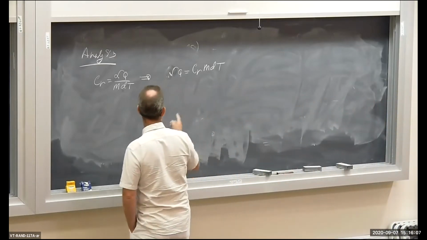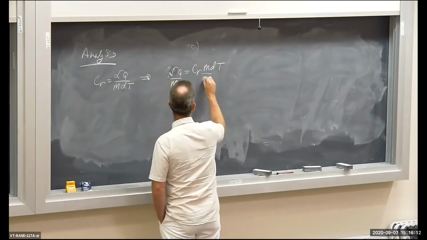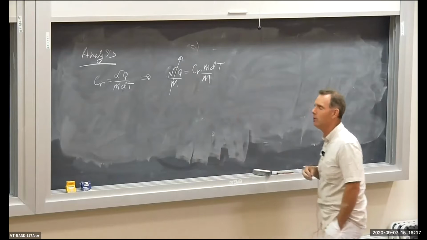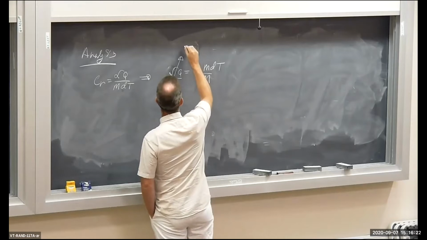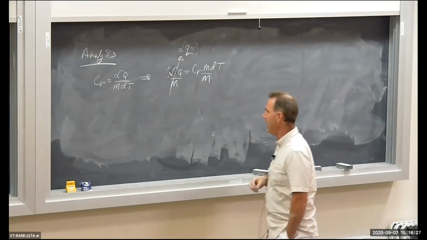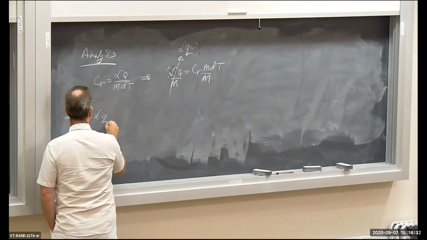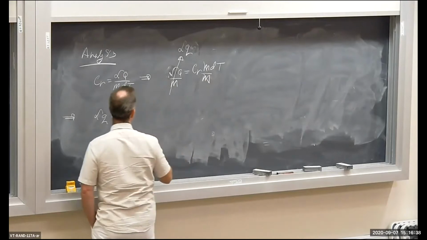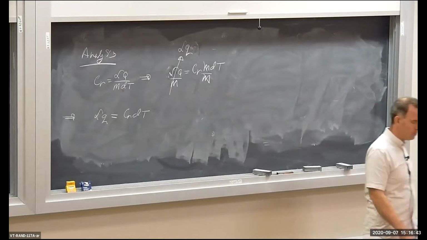So the second thing I'm going to do is divide both sides by the mass of the system. If I divide both sides of the equation by the mass of the system, the del uppercase Q becomes a del lowercase q. So I have del lowercase q is equal to, the m's cancel out, Cv dT. All right?